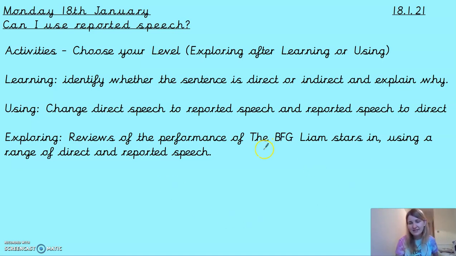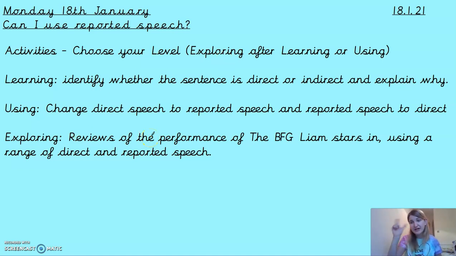But for today's activities, it's all on one sheet. So what you'll find is the activity sheet, it will say learning, using and exploring. And what you can do is you can choose your level. Now, I want everybody, because this is a new skill, to choose either learning or using to start with. Okay, so learning, you've got a thing where you choose whether it's indirect or direct speech and just explain why. So is it that you know it's direct because it's got speech marks, or you know it's reported because it says he instead of I, or whatever. And then there's some other bits to do after that.